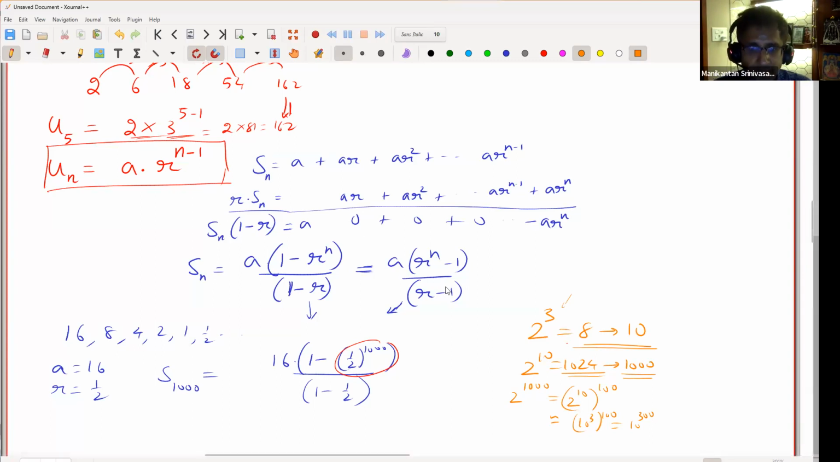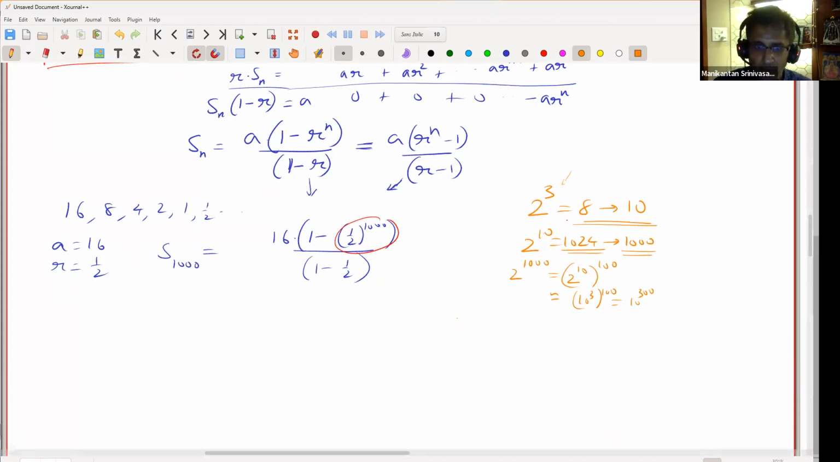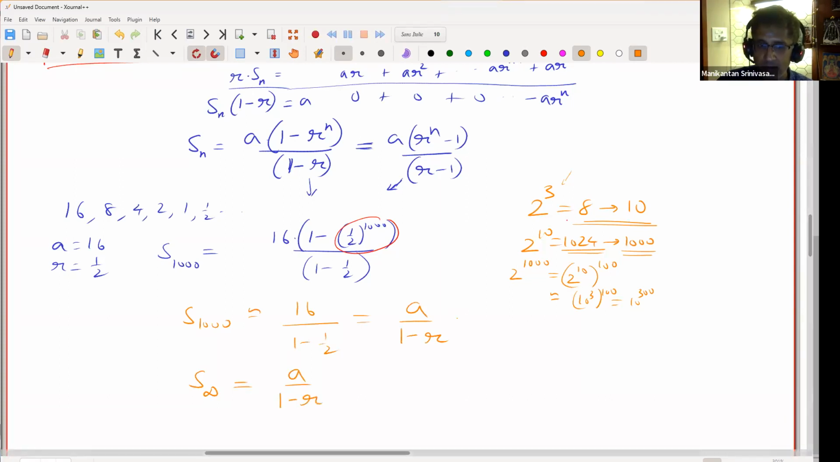My point was two points. One is you should know how to approximate. The other is that this is approximately 16 by 1 minus half. So when I'm doing S till 1000 terms, it's approximately A by 1 minus R. So the n does not even matter beyond a certain point, and we can talk about S infinity. If I go for the sum till infinite terms, it'll be A by 1 minus R in a geometric progression. Does it make sense?